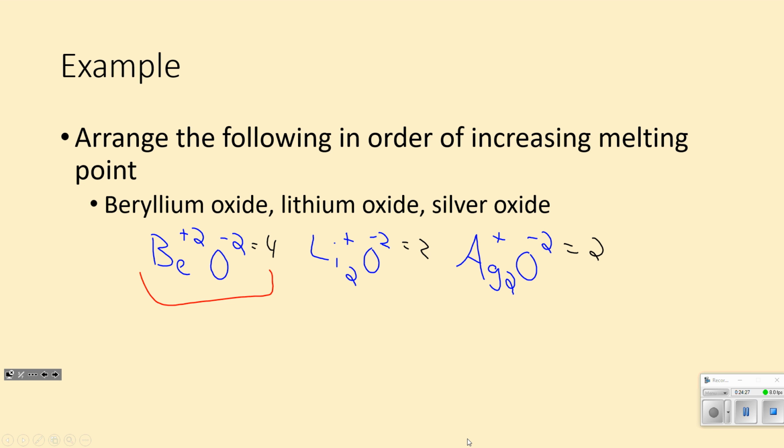However, and this goes right back to the trends of the periodic table again, silver is further down on the periodic table than lithium is. And as we know from the trends, as you go further down the periodic table, you gain another shell of electrons. In other words, silver, being bigger, is further away from oxygen. And if silver is further away, even with the same amount of attraction, two things that are further away from each other are easier to pull apart.